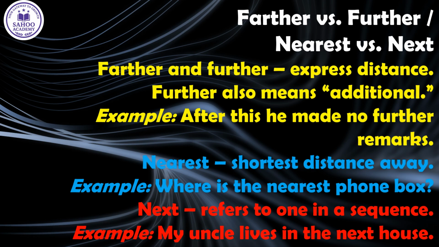And let's move to nearest and next. Nearest refers to the shortest distance away. For example, where is the nearest phone box? That means the closest one. But next refers to something in a sequence or order, not distance. For example, my uncle lives in the next house. That means the house beside or following in order. So remember, nearest is for closest distance, next one after another in order, farther for physical distance and further for distance or additional. Clear? Now let's go to the next slide.